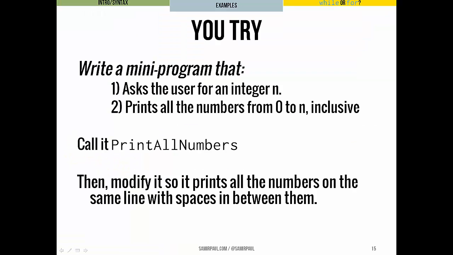Fantastic. Okay, you go ahead and try writing a pretty simple for loop. All we want is to ask the user for an integer n, and we want to print out all the numbers from 0 to n inclusive. You can call it print all numbers. Then I want you to modify it so that you print all of the numbers on the same line, just with spaces in between them. Okay, that'll be a good little exercise for you to make sure you understand how to put together a basic for loop.